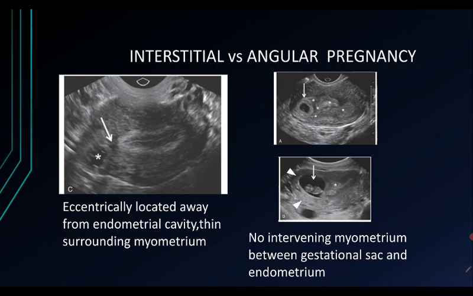Interstitial versus angular pregnancy: interstitial is eccentrically located away from the endometrial cavity. This is eccentrically located away from the endometrial cavity. The endometrial cavity is fine. This is the eccentrically located mass away from the cavity. There is thin surrounding myometrium. In angular pregnancy, there is no intervening myometrium between the gestational sac, G-sac, and the endometrium.